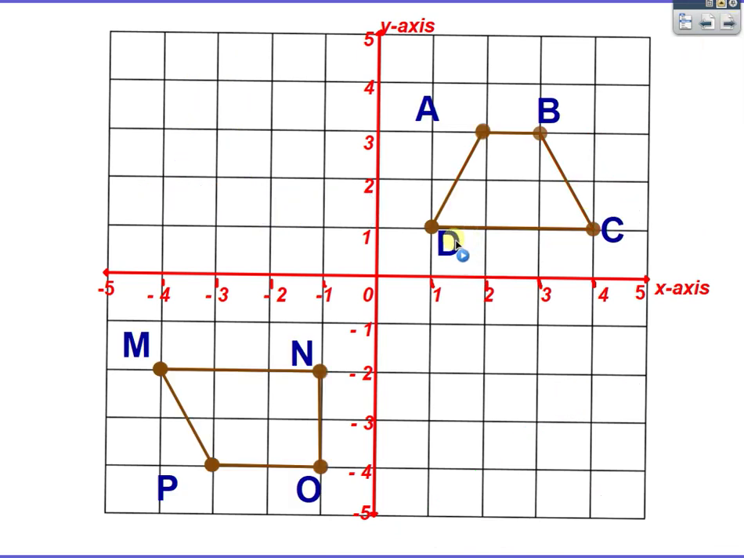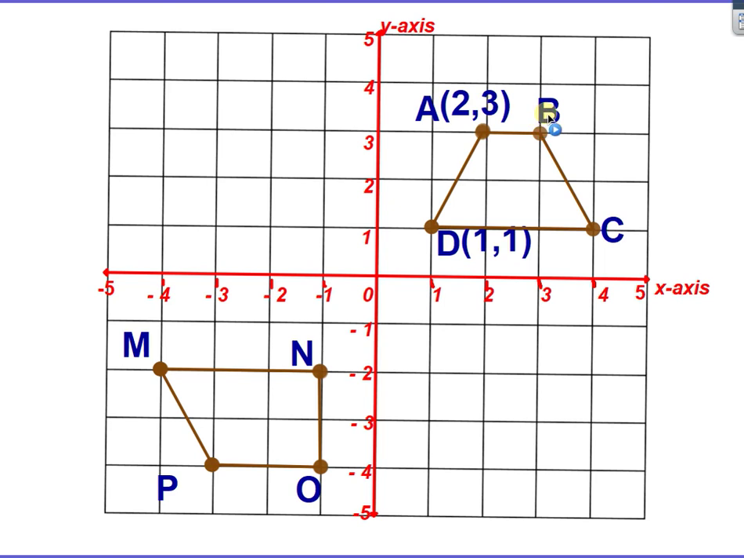Now you are asked to write down the point of this quadrilateral. Now, point D is going to be what? So we have positive 1, then positive 1 upwards. So point D is positive 1, positive 1. What about point A? Point A is going to be what? So we move 2 units to the right, then 3 units upwards. So we are going to get positive 2 and positive 3, right?